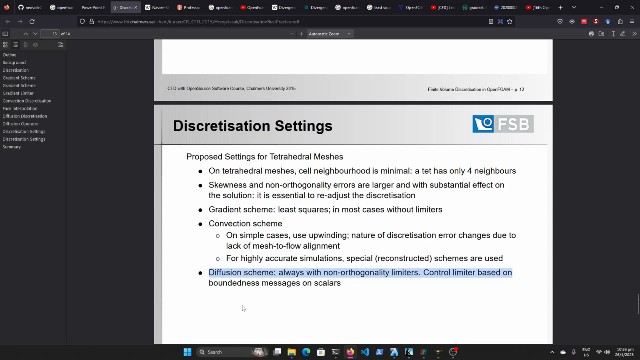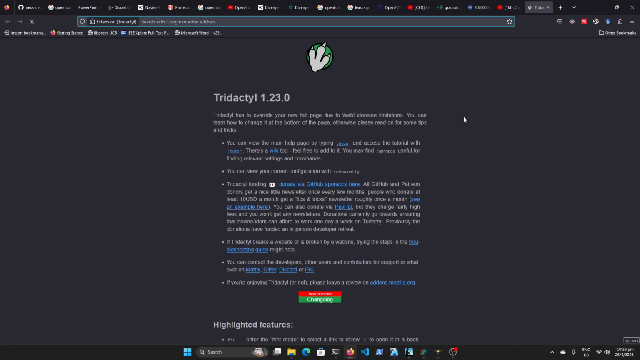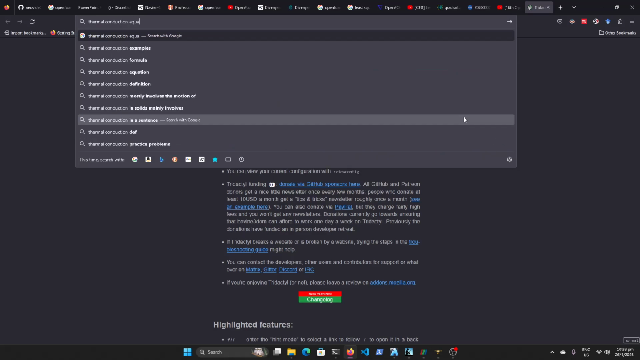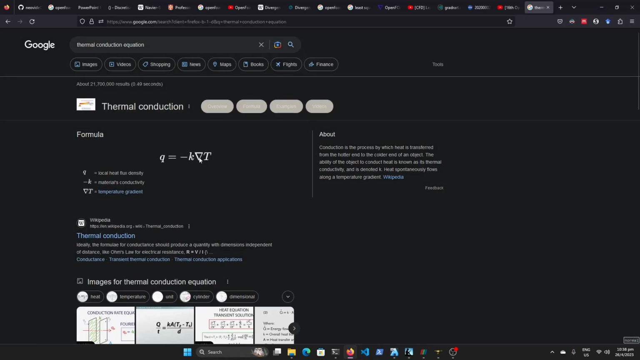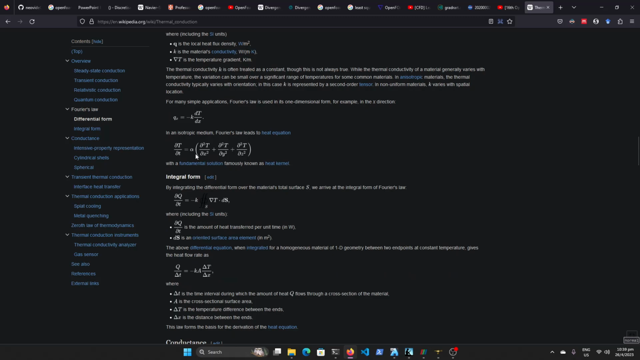What is diffusion right here? So diffusion, like I said earlier, you probably have thermal conduction. If you look at the thermal conduction equation, you have Q equals K nabla T. This is Fourier's law. So you have things like this: del 2T del x squared, del 2T del y squared, del 2T del z squared. This is the diffusion. You're actually diffusing temperature.